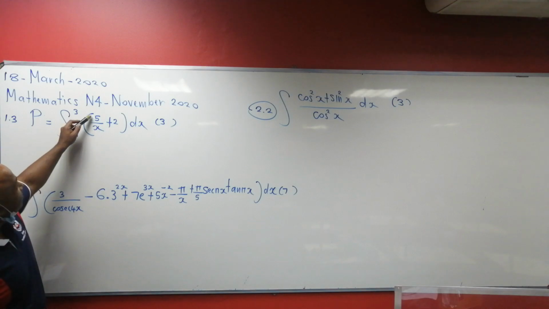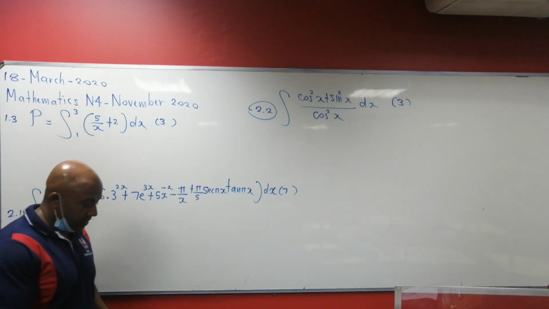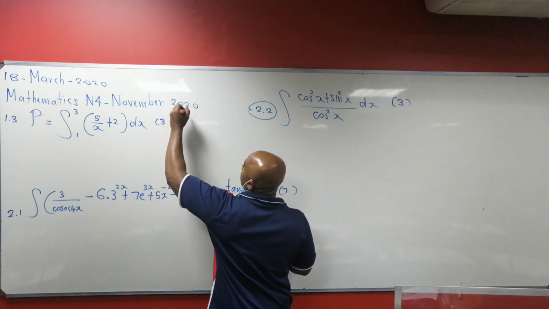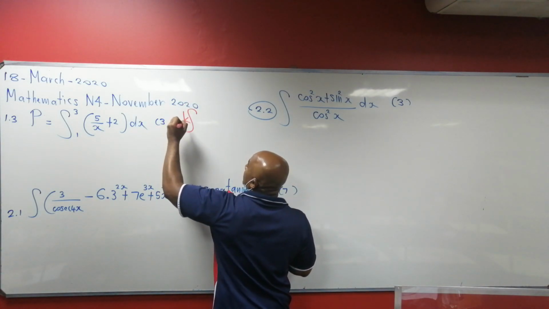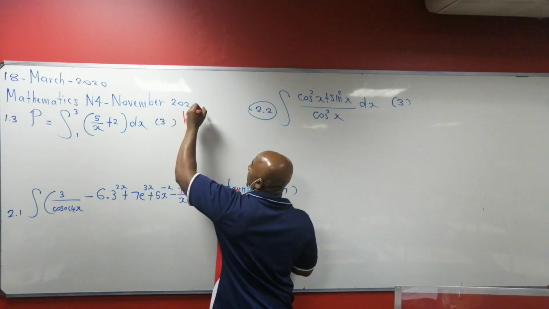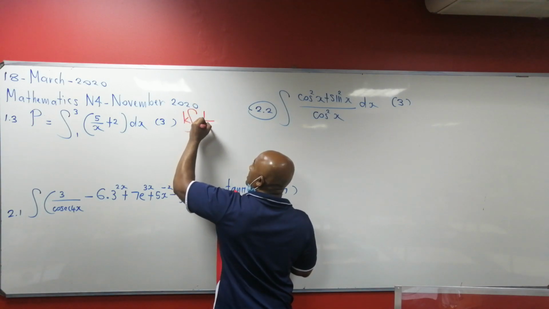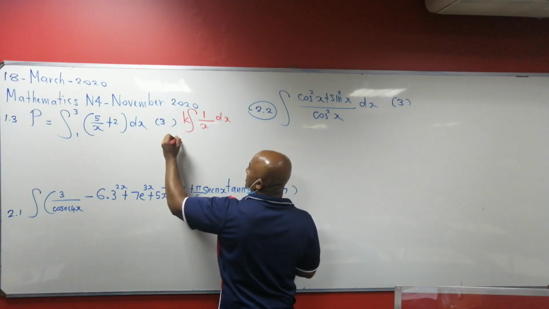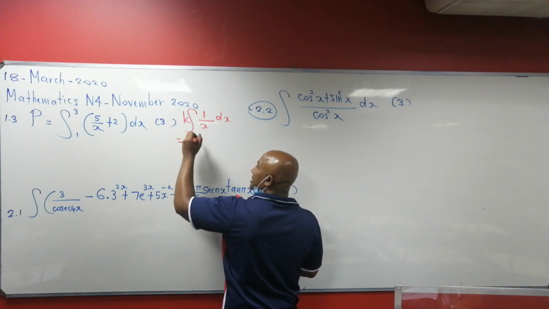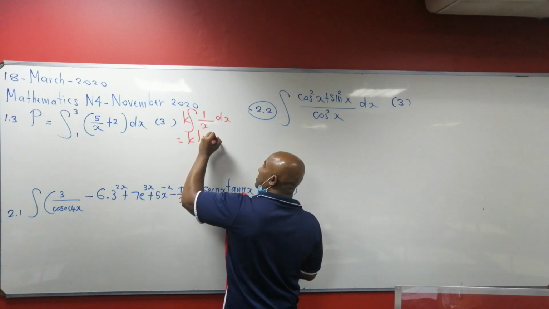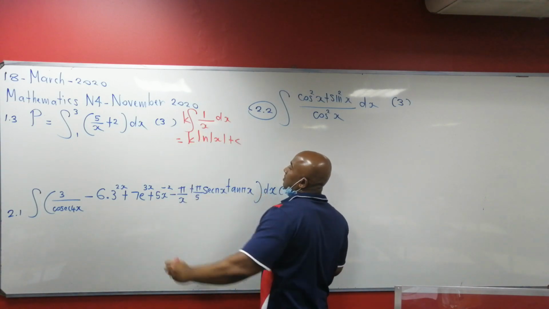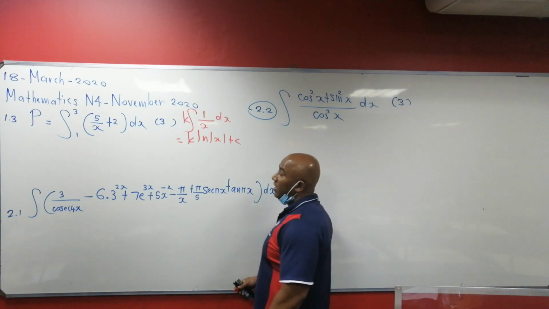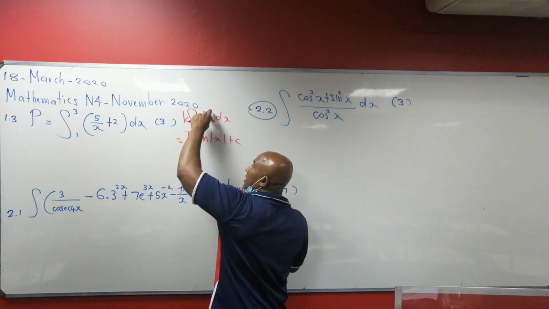So here we got 5 over x. Okay. So in N4, well, this is the N4 paper, what you need to know here is if you have a number k over x, then the answer will be that number times ln absolute value of x plus c.